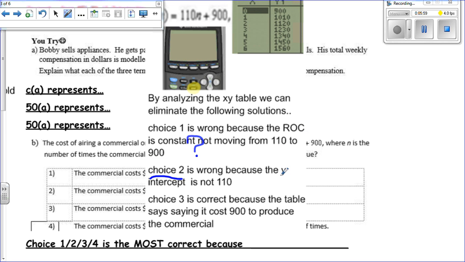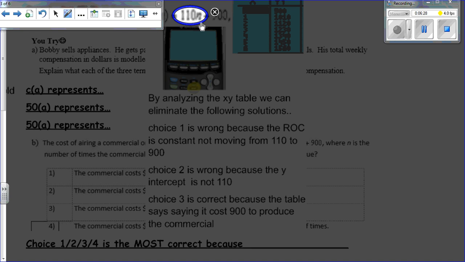So the only choice that's actually right is choice three. That's why we give it a smiley face. Choice three says it's correct because the table says it costs $900 to produce the commercial, plus every time we go up, the rate of change goes up by 110. So that wasn't too hard. That wasn't hard at all, actually. So take this over here, and let's take a look at our next question.